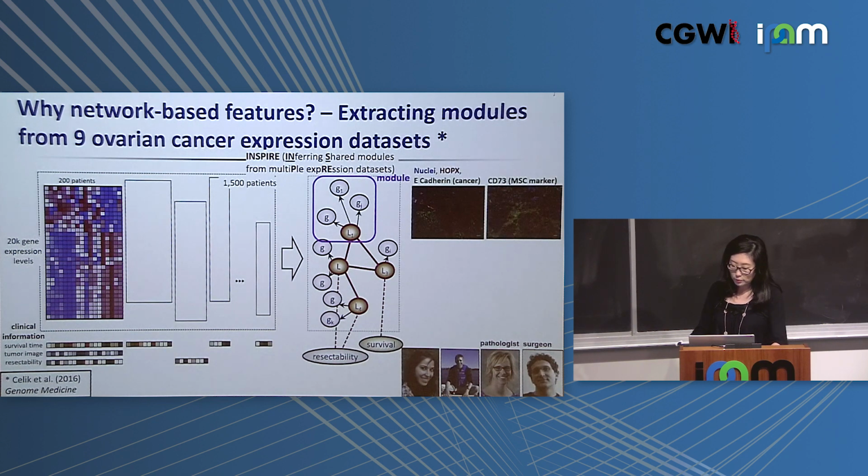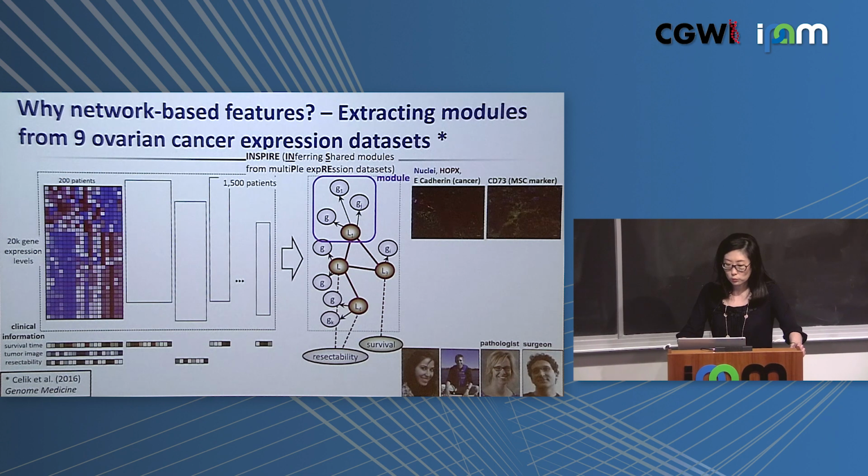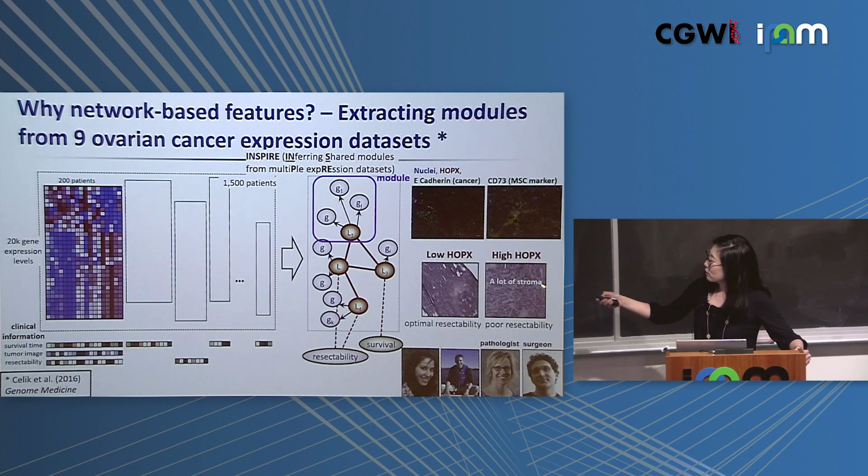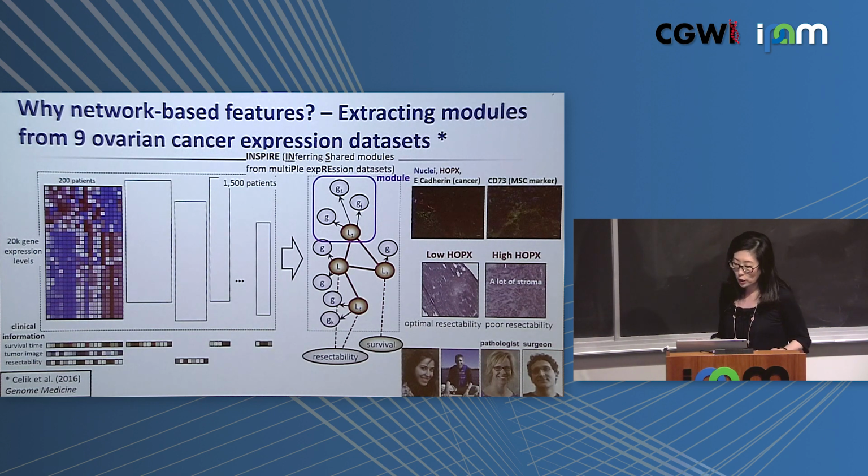The result of this study was the identification of an interesting gene, HAPX. It's a regulator in one of these modules, a potential driver for tumor-associated stroma. It was highly expressed in tumor stroma and the mesenchymal stem cells, and associated with the resectability phenotype, so how much residual tumor is left after surgery. The implication is that HAPX can be a therapeutic target in neoadjuvant therapy, so you want to shrink the tumor before surgery, okay?